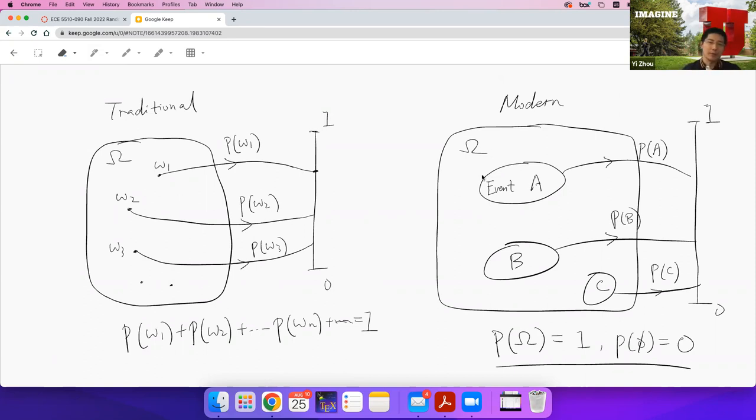In the modern theory, we assign probabilities to events. How to assign this probability depends on your experiment, on how you describe your experiment. If you are rolling a fair die, then you have a particular probability law associated with that experiment. We will see that by going over more examples in the next lecture.